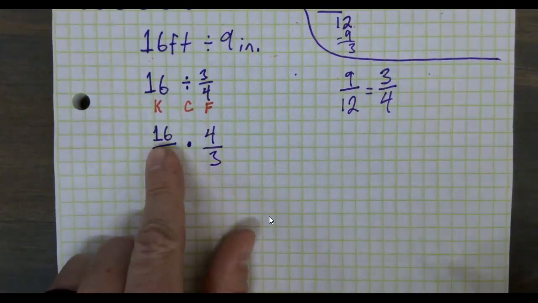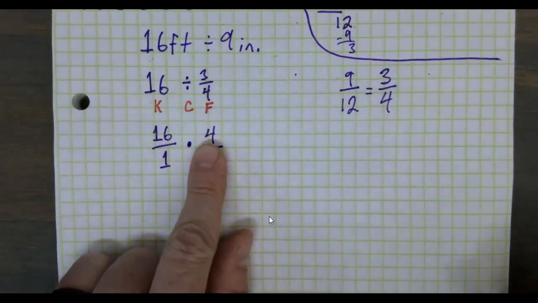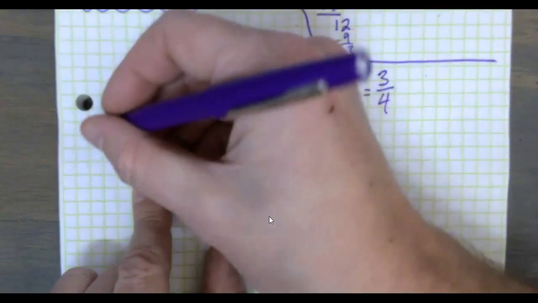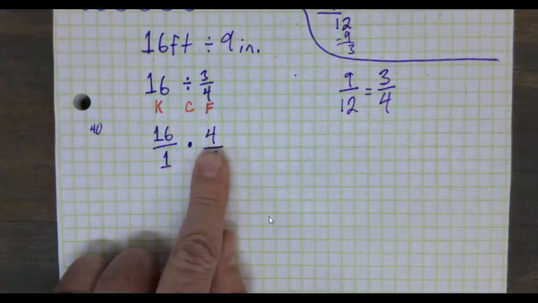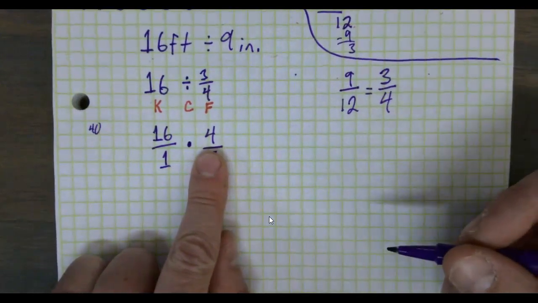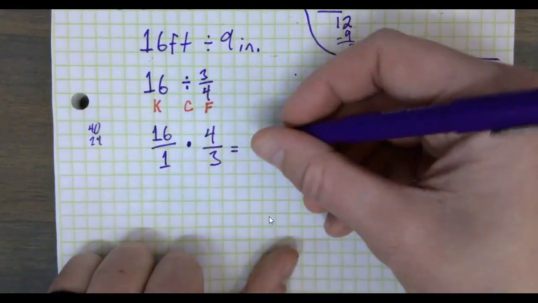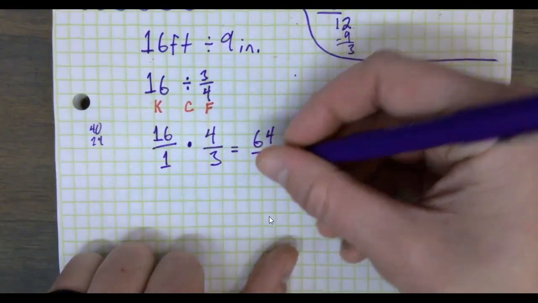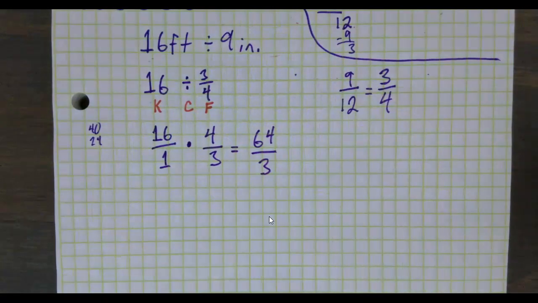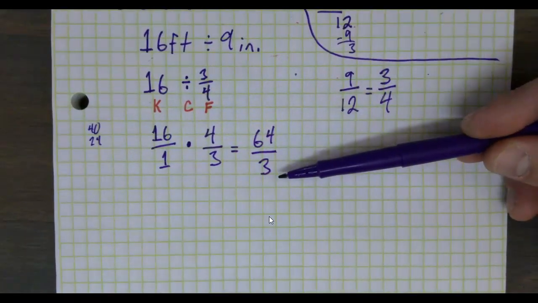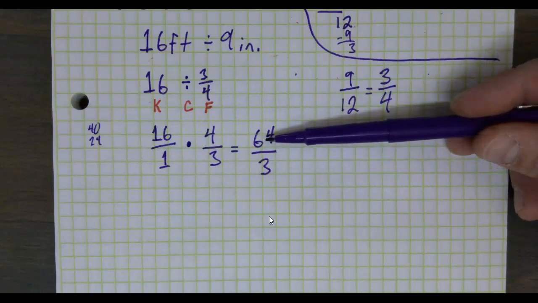Ooh. 16 times 4, break it up. Guys, what's 10 times 4? 40. So I'm going to jot that down off to the side. What's 6 times 4? 64 over 3. Guys, how many times does 3 fit into 60?